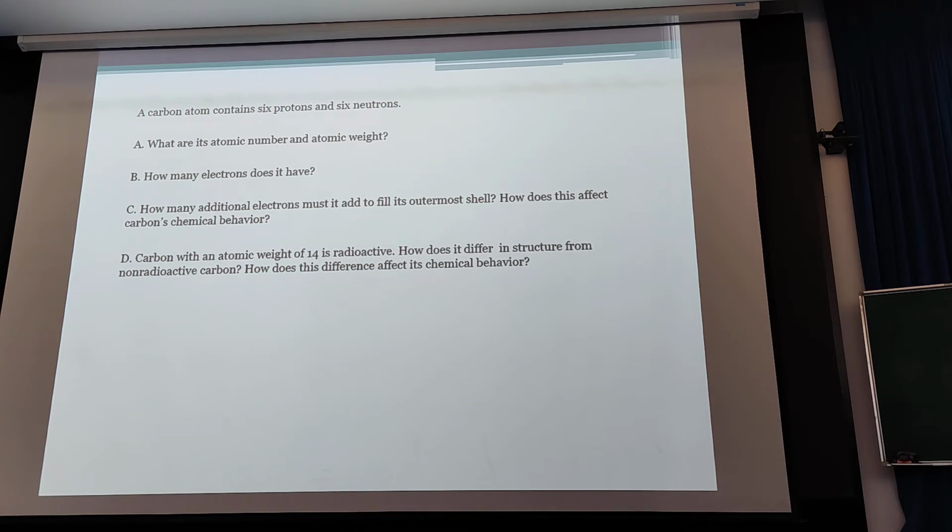So, okay, you can see that the chemical behavior of an atom does not depend on the number of neutrons. It depends on the number of outer shell electrons. Because the outer shells of carbon-14 and carbon-12 are the same, the chemical behavior of carbon-14 is identical to carbon-12.